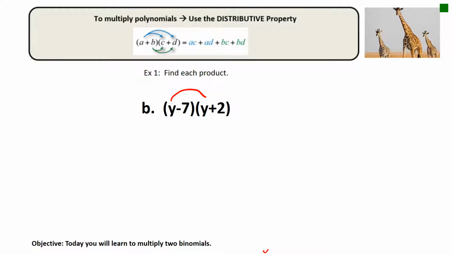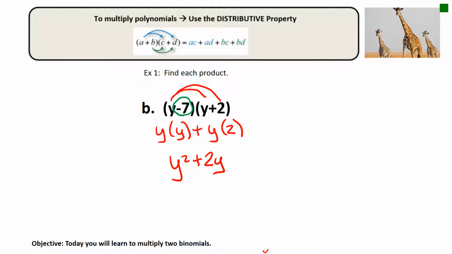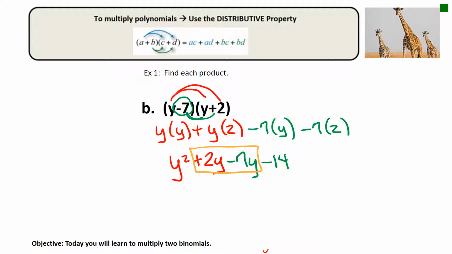So we're going to take y times y. So this is what's going on, and we're going to get y squared. We're going to take a y, it's a positive y, times the 2. We're going to write it with the coefficient first. We're going to take this negative 7, be careful, that's a negative 7, times y, so we get minus 7y, and then we're going to take that negative 7 times 2, and we get minus 14. Look at those two middle terms. They're both just plain old y's. So we're going to have y squared, 2 minus 7 is negative 5y plus 14.